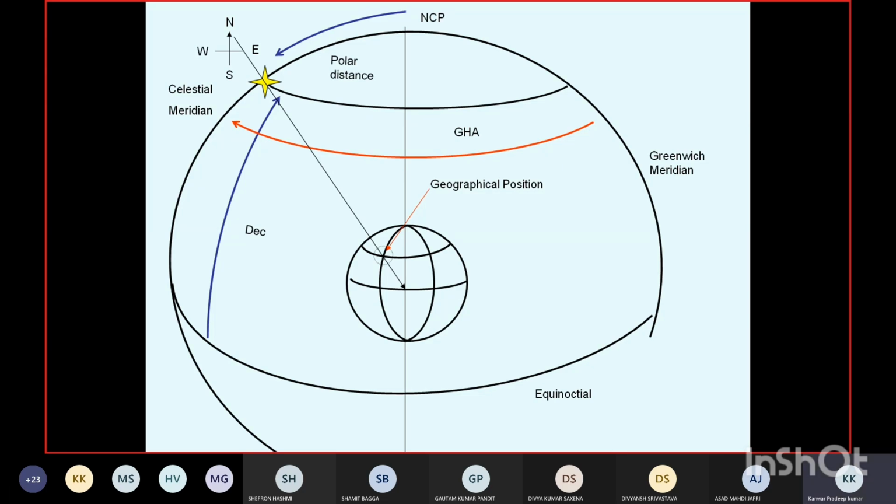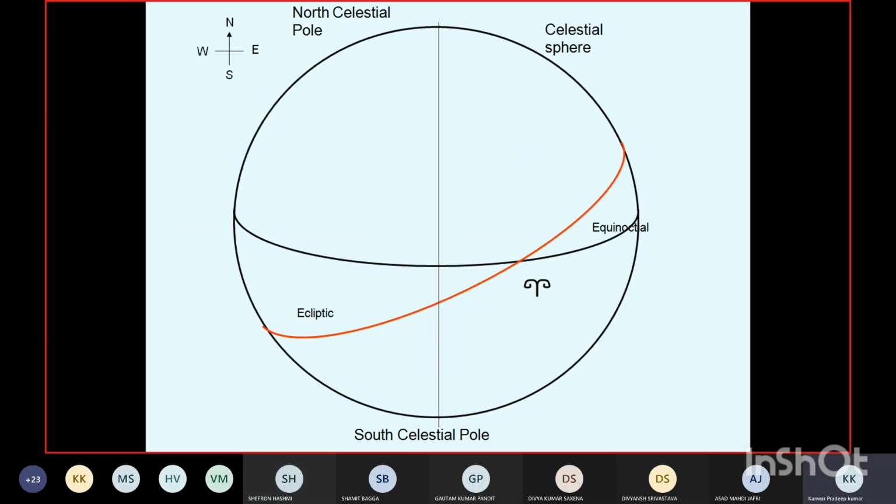When we do the PZX triangle, it will be very important for us to understand all this. You must have already started doing it in the great circle. P is the pole, X is the star body, and what is Z? Zenith. Z is the zenith. Very good. PZX triangle. So 90 minus declination is the polar distance. Let's move on.